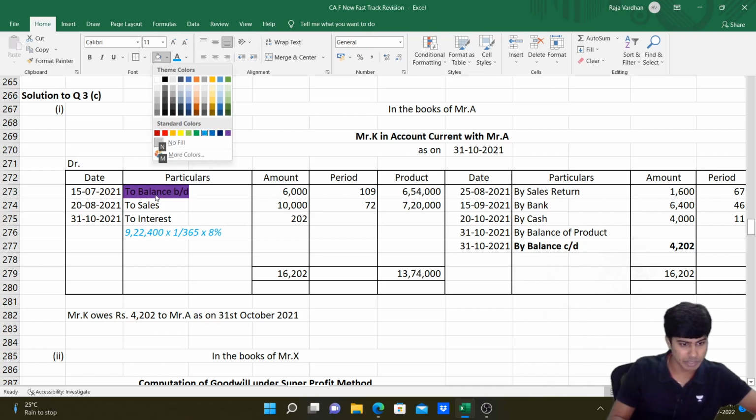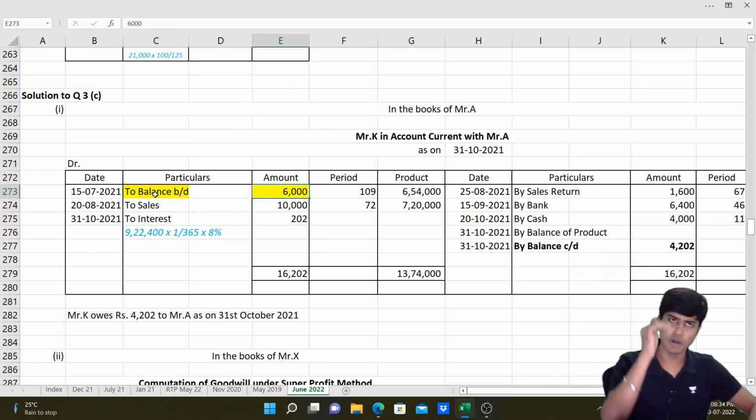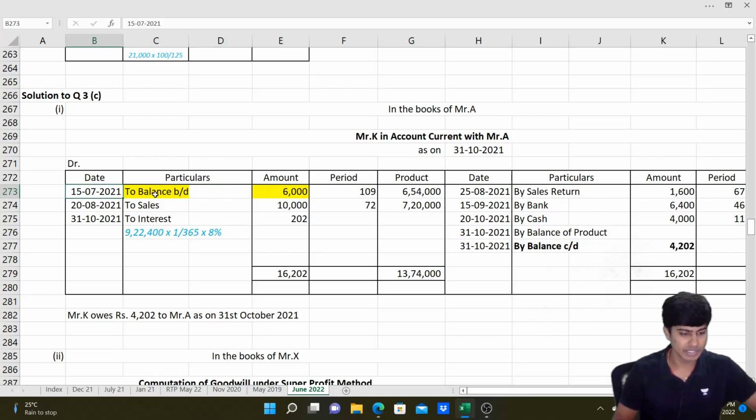we'll write on the debit here 6,000. First fill up all the amount columns. Leave space for period and product. Later you do period and product. Don't do it initially. So write the date 15th of July 6,000.